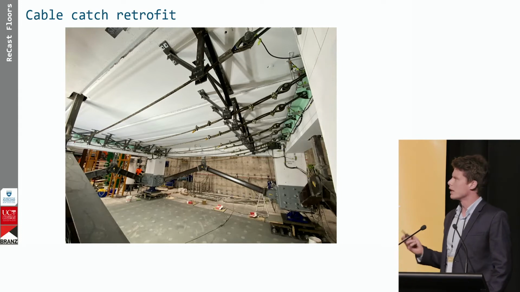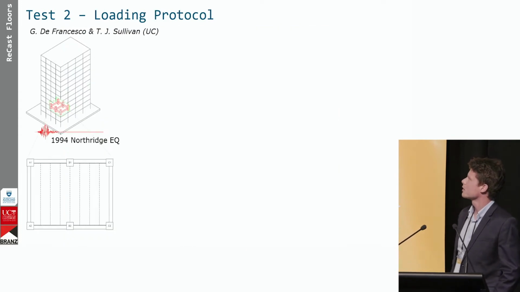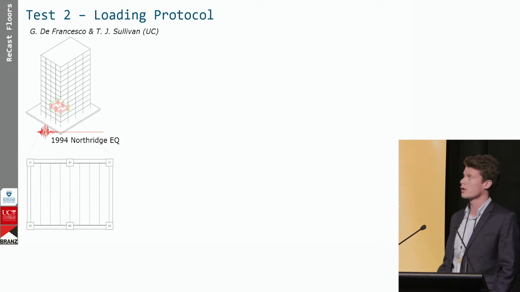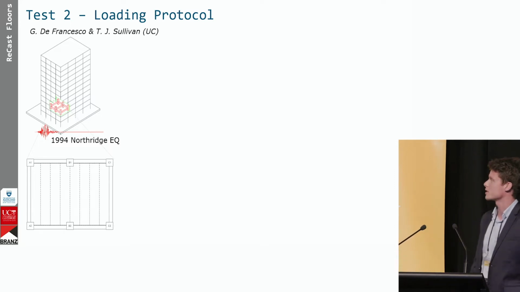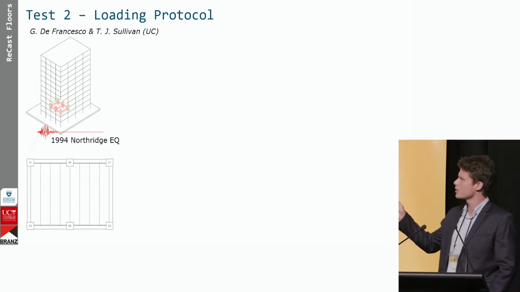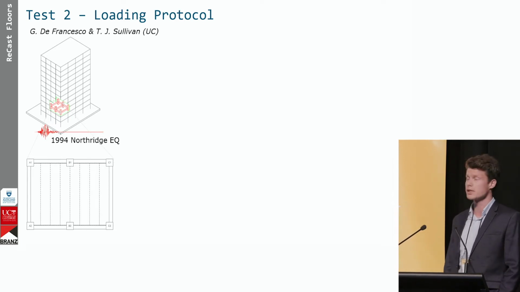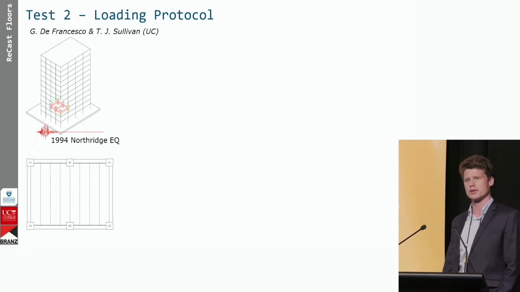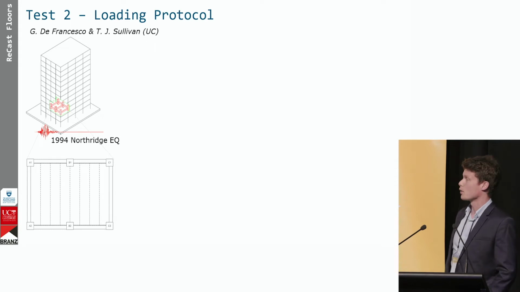So how did we load this frame? This is based on work from our colleagues at the University of Canterbury, Giovanni De Francesco and Tim Sullivan. They developed a building model, a typical 1980s Hollowcore floor building, and subjected it to a pulse-type motion from the 1994 Northridge earthquake.